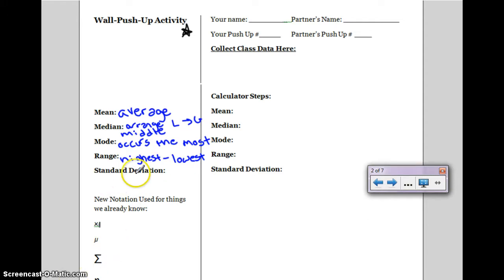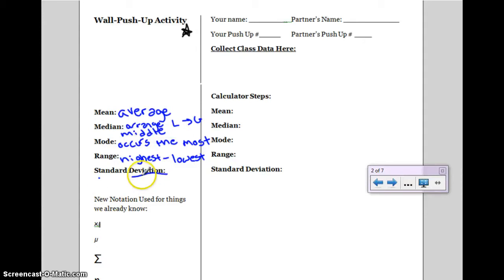So the new word for today, the standard deviation, basically just tells you on average how far your amount of push-ups deviates from the mean or the average. So how far away on average are your push-ups from the rest of the class's average? That's really what it tells you. Deviation, remember, just means going away from where you're supposed to be going. Like if you're driving and you're deviating from the road, not a good thing. You're supposed to be staying straight and we're going off to the side.